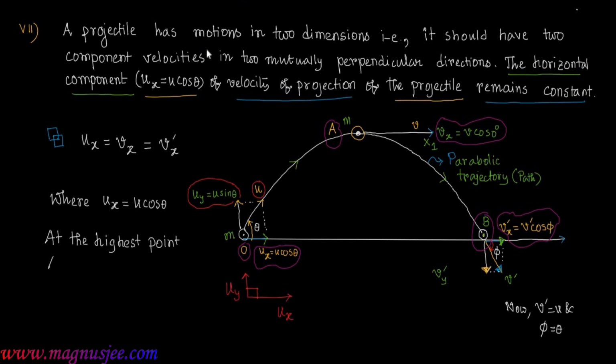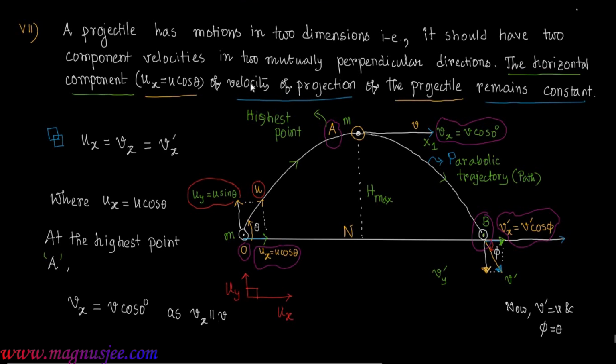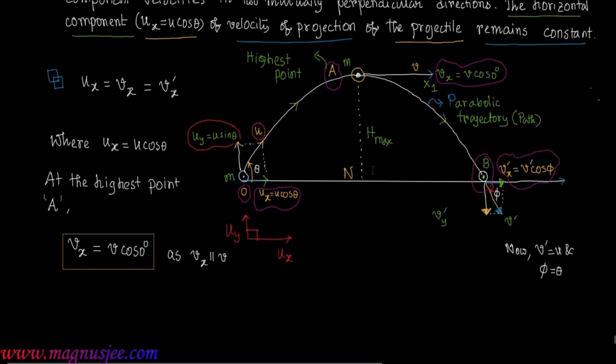At the highest point A, the horizontal component of velocity will be Vx, and from the point A we can draw the normal AN, and h max is the maximum height attained by the projectile. A is the point at which the projectile attains the maximum height, and at the highest point A, the horizontal component of velocity is Vx, which is equal to V cos 0 degree, as Vx is parallel to V, because V is along the tangent AX1 and Vx is also along the tangent AX1.